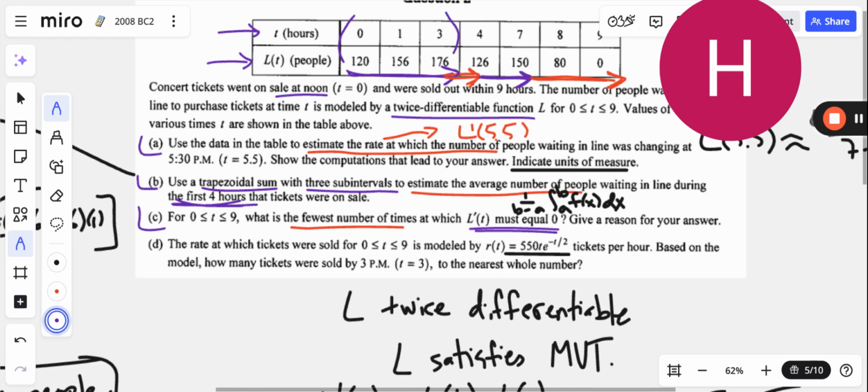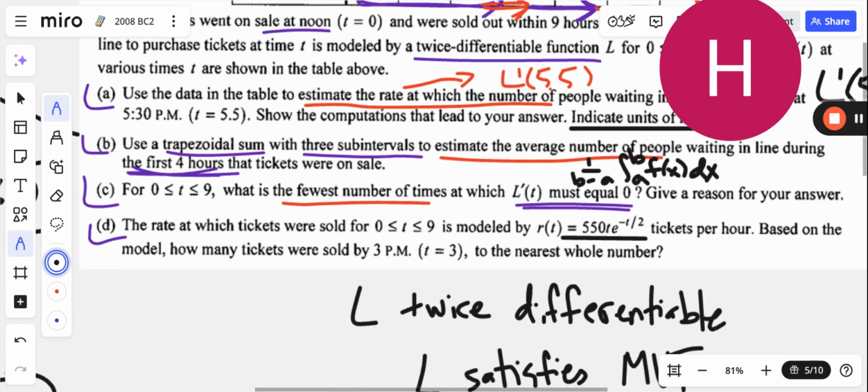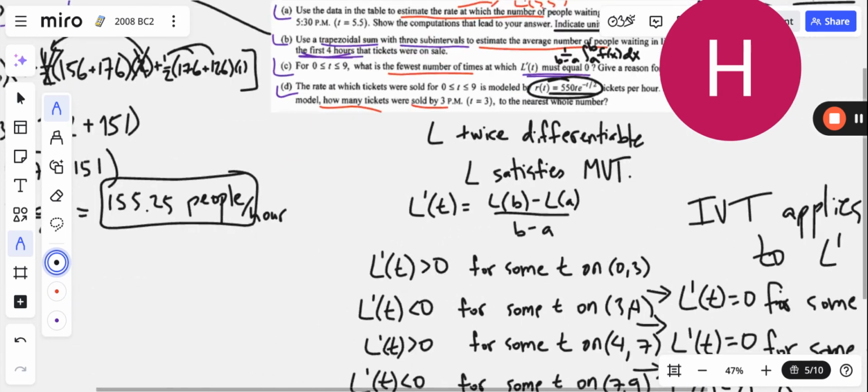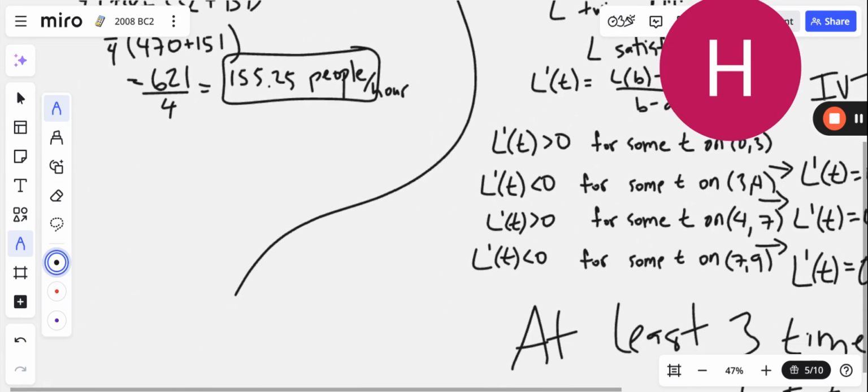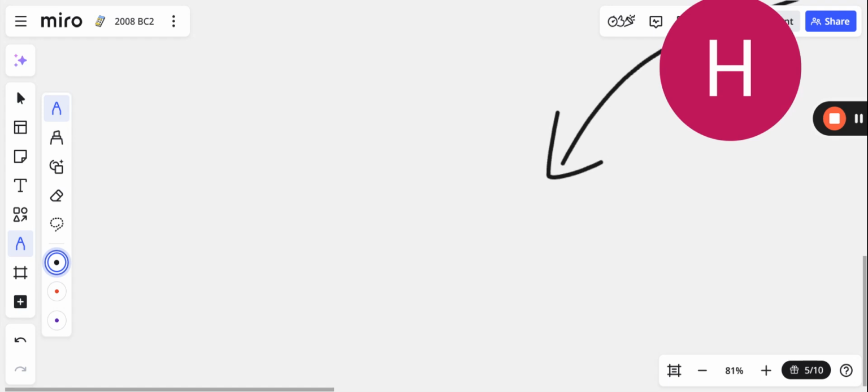Okay, part D, this is where I think you would just use a calculator. It says the rate is modeled by this. That's the rate. We want to find out how many tickets were sold. So if we want to add up the rates, that's the same thing as an integral. And like I mentioned, you can use a calculator for this. You're going to get points just for setting up the proper integral.